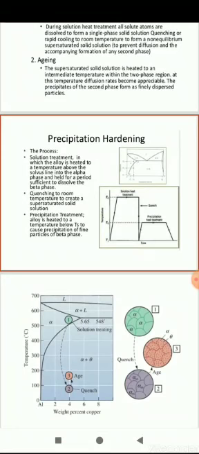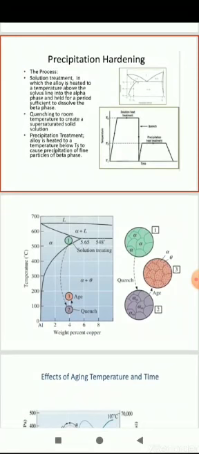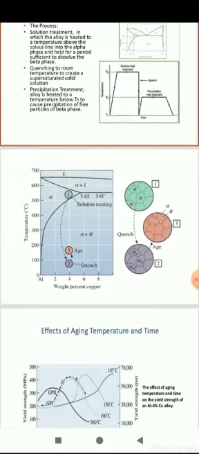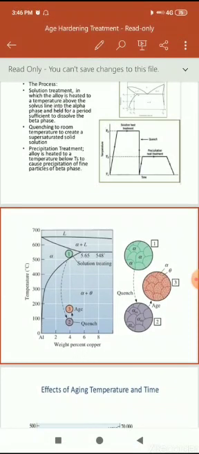Now this graph indicates the solution treatment. Here alpha plus L indicates the pure liquid stage. In this region it is semi solid, that is alpha plus liquid. Above 660 it is completely dissolved, all the solute atoms are dissolved, giving a liquid state.